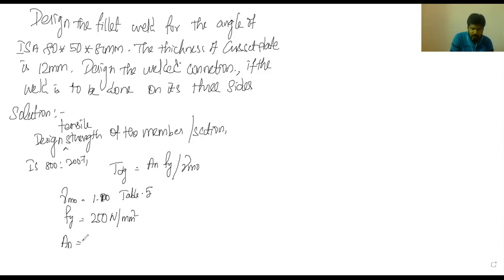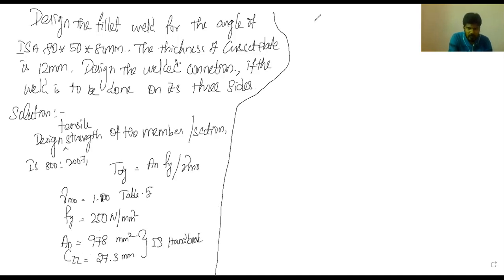Next, the An value we have to take from the IS handbook, which is 978 mm squared, and the Cz value also we have to take, that is 27.3 mm. These are all the things which we are going to take from the IS handbook, the Indian Standard Handbook. Therefore, Tdg is equal to An 978 into Fy value 250 divided by 1.1. If we substitute, we get 222.27 kilonewton.